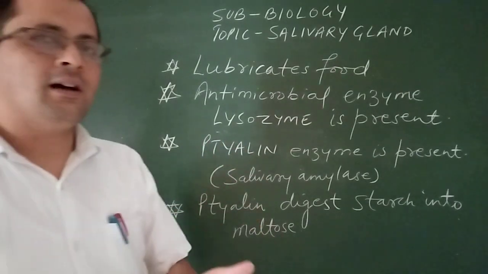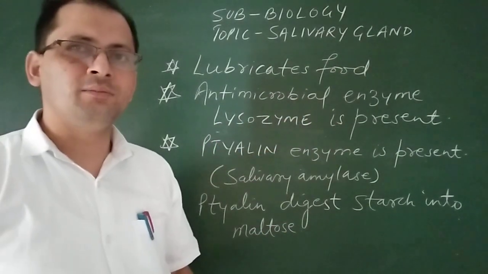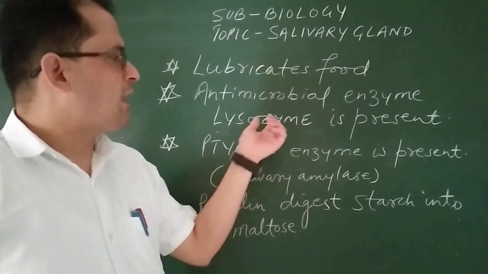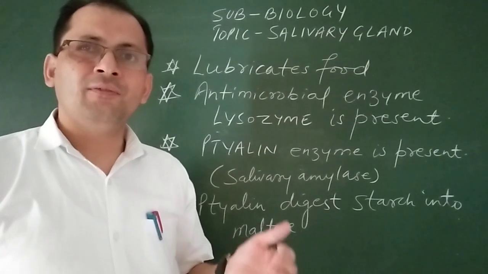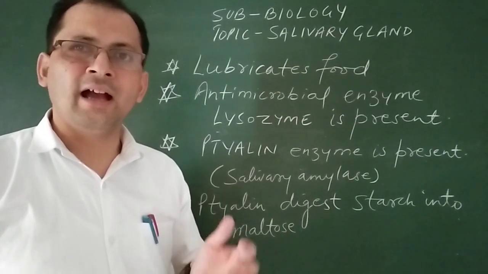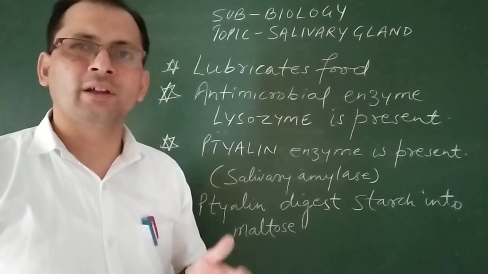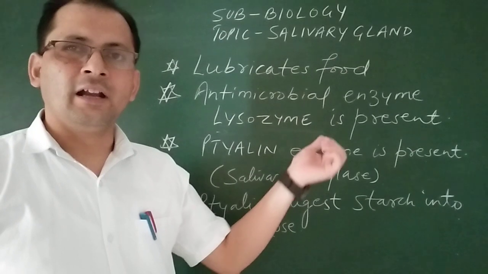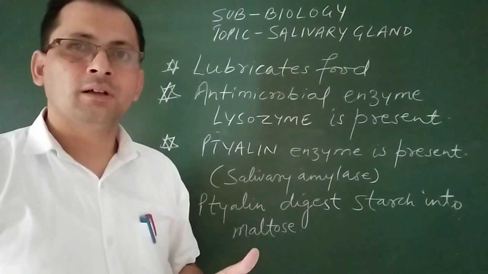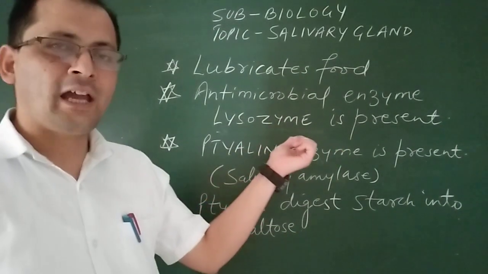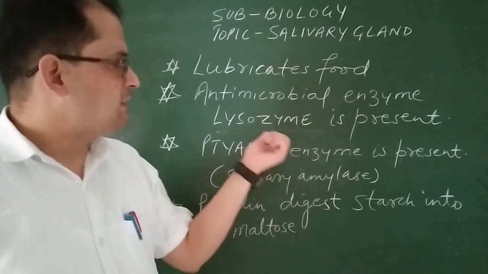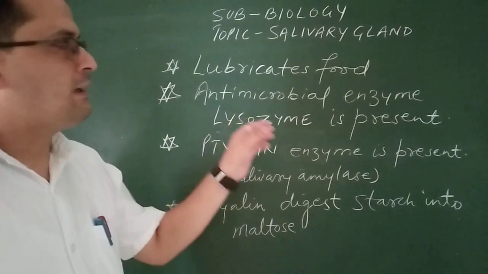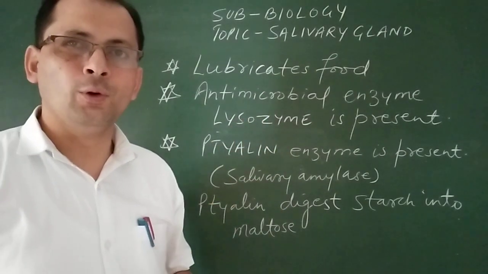Then the saliva has antimicrobial enzymes. The name of the antimicrobial enzyme is lysozyme. What does this enzyme do? If in the food which we are eating any bacteria or microorganism is present, this antimicrobial property of the saliva will kill the germs. So the enzyme lysozyme is present in the saliva, and it has antimicrobial property. It means it will kill the germs which are present in the food.